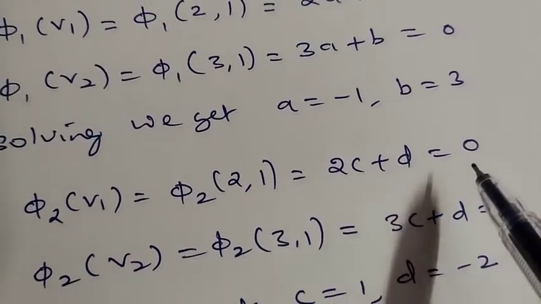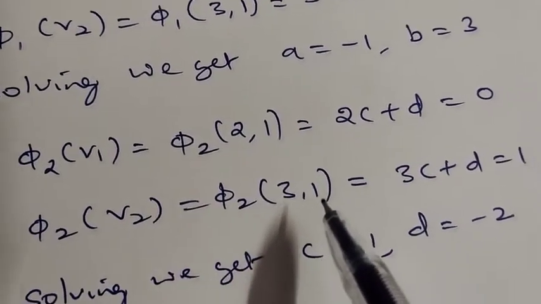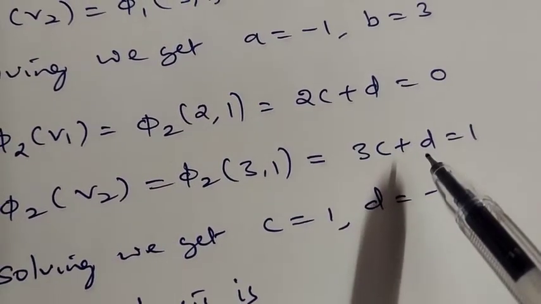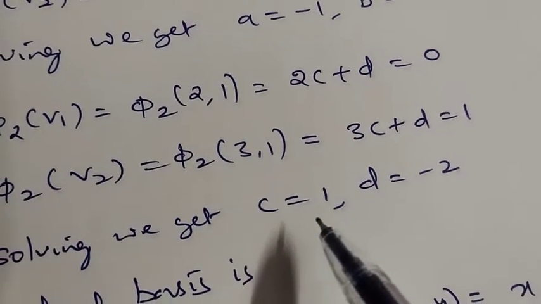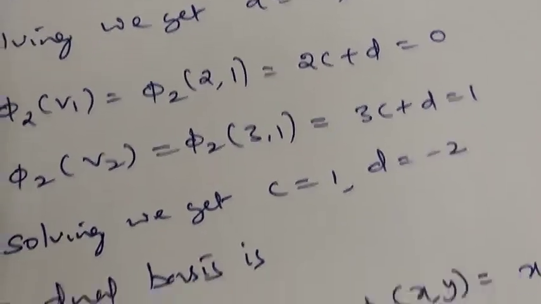2c plus d will be equal to 0. Phi 2 of v2 is 1. So phi 2 of (3, 1), that is 3c plus d, is equal to 1. Solving these two equations, we find that the value of c is 1 and d is 2.